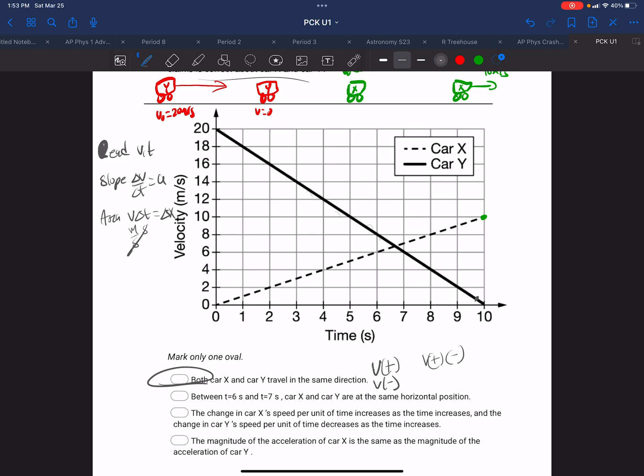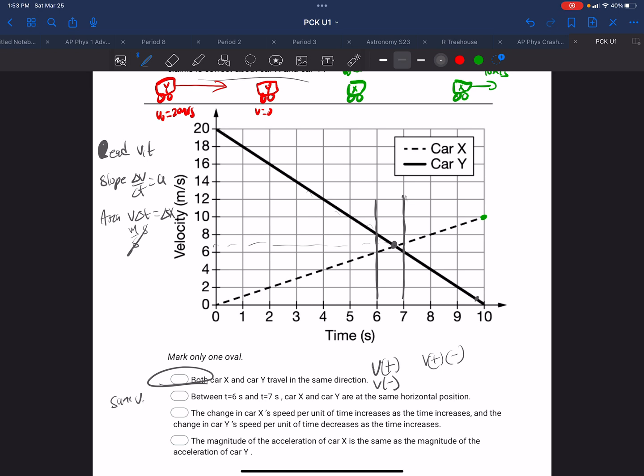So between 6 and 7 seconds, we look at times 6 and 7. What's going on between 6 and 7? Well, there's something that happens. There's an intersection here. Mathematically, it's an intersection. But the meaning of that intersection is that they have the same velocity.